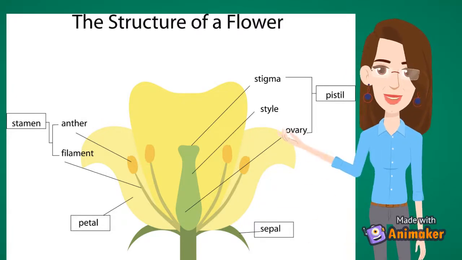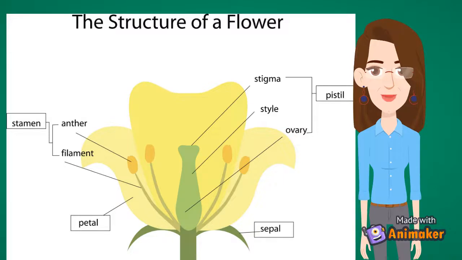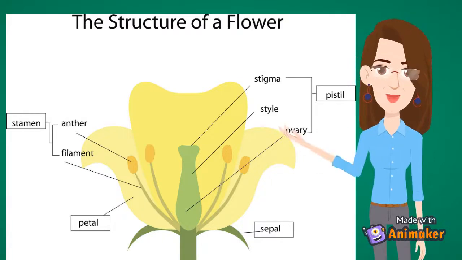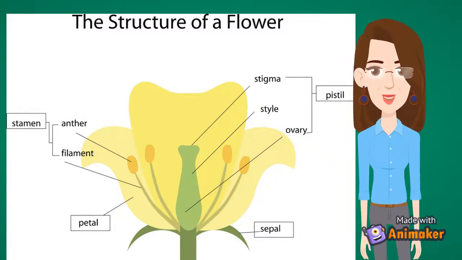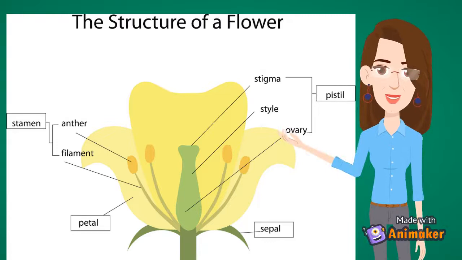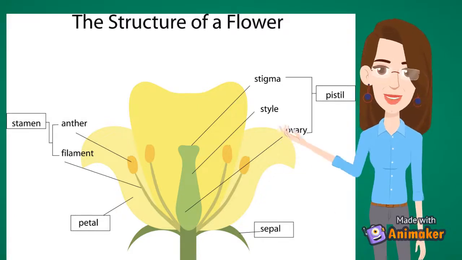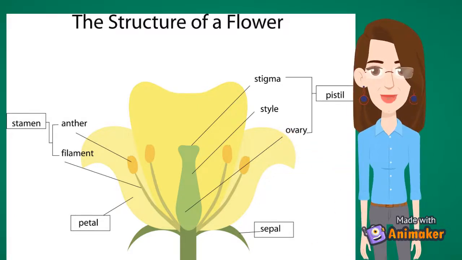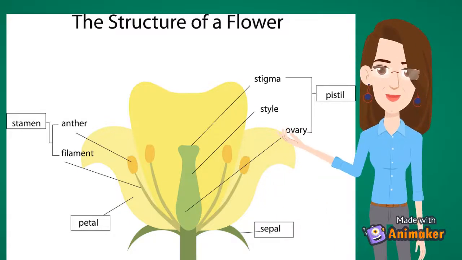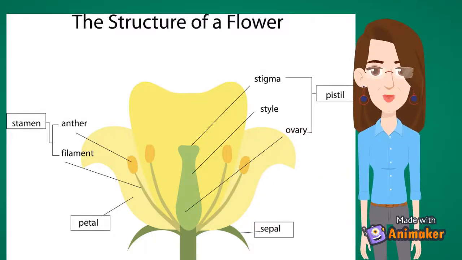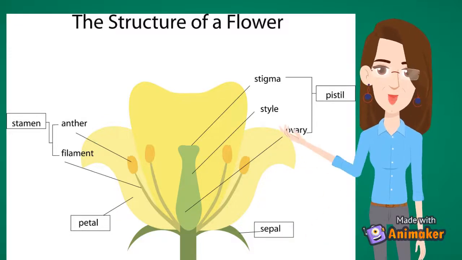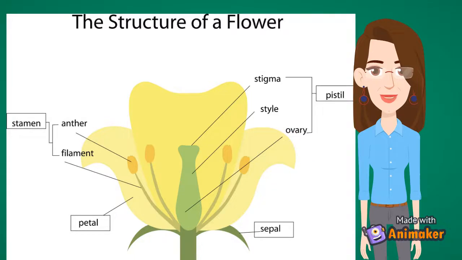Now the third part is the androecium. Androecium is also known as stamen. The androecium is the male reproductive part of the flower. It is made up of filament and anther. Anther is a bilobed structure at the tip of the filament. It contains the male reproductive cells called pollen grains. The pollen grains are very light, so they can be carried away by wind.